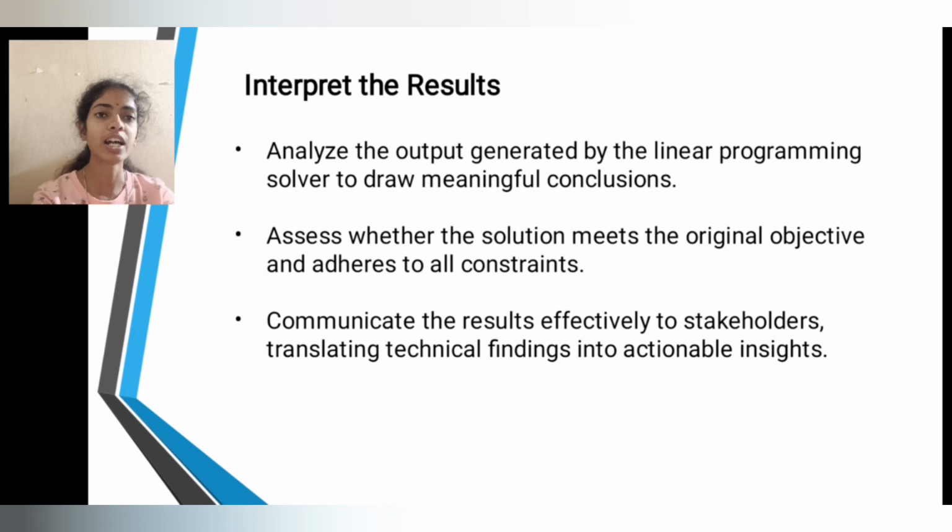Interpret the result. Analyze the output generated by the linear programming solver to draw meaningful conclusions. Assess whether the solution meets the original objective and adheres to all constraints. Communicate the results effectively to stakeholders, translating technical findings into actionable insights.